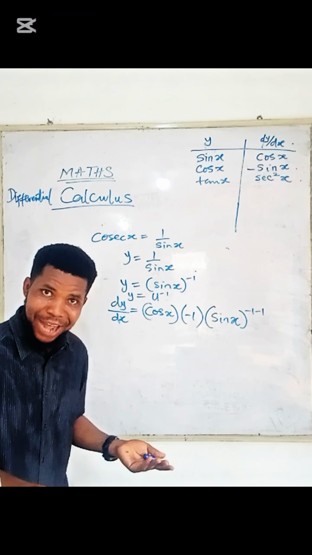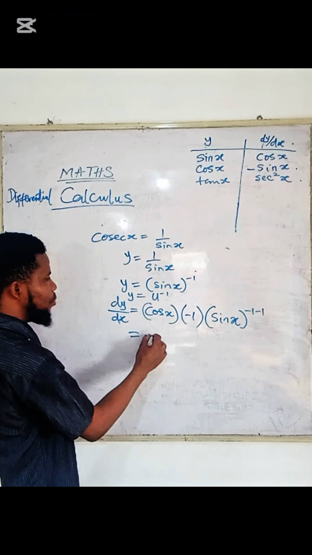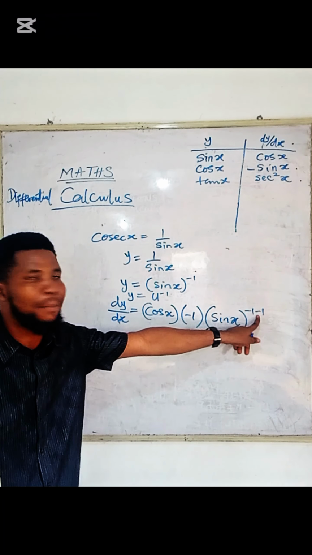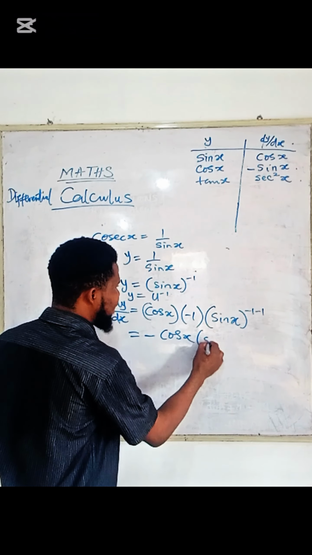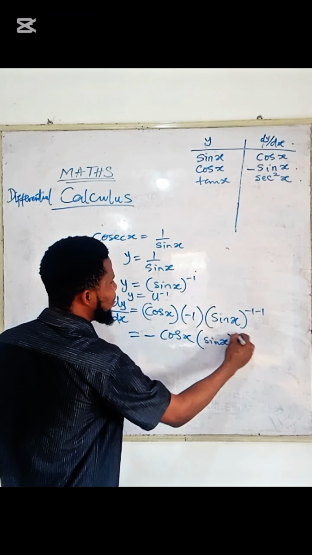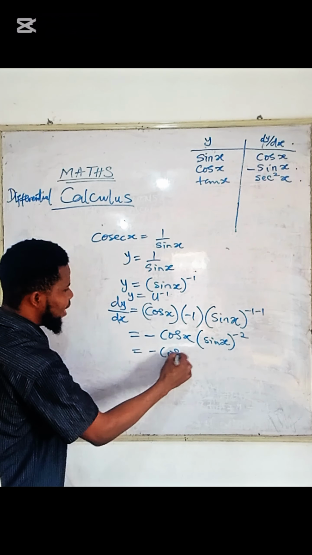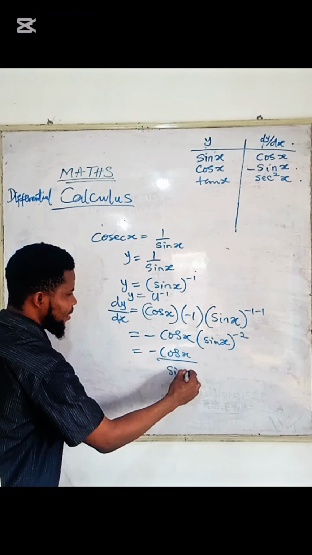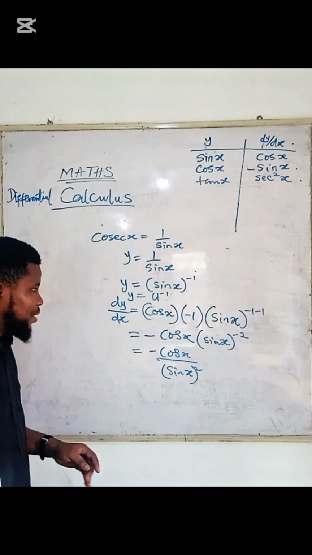You understand now? And so what do we have? There will be a minus there. Then of course there will be cos s. Then this is minus 1 minus 1. That's minus 2. So that will be sine s raised to power minus 2. And this minus 2 is coming down. So that will be minus cos s all over sine s raised to power 2. Are you getting it now?